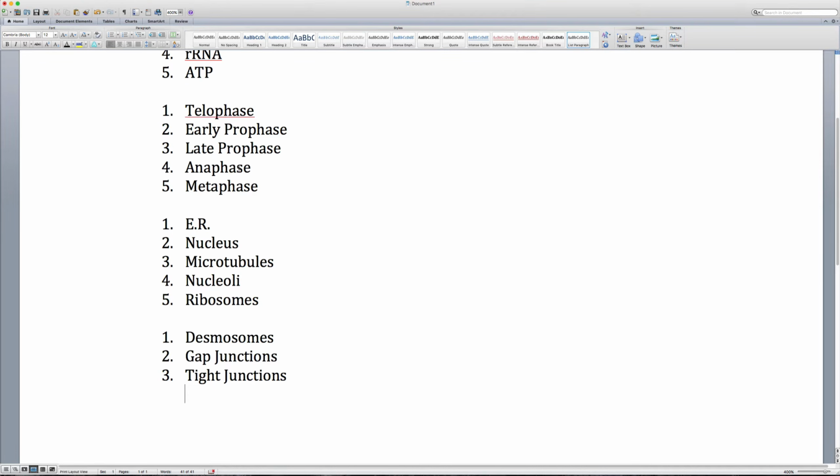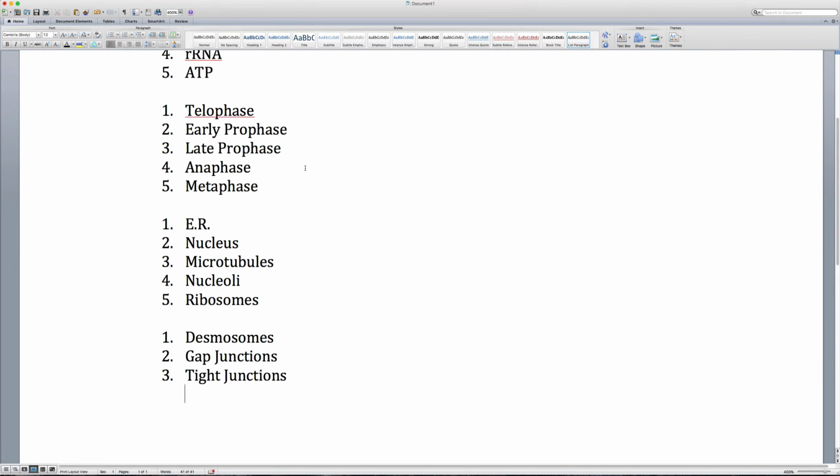Next question would be, in which one of these phases do the chromosomal centromeres split and the chromosomes migrate to the opposite ends of the cell? Next question, in which one of these phases do the nuclear membrane and nucleolus disintegrate?